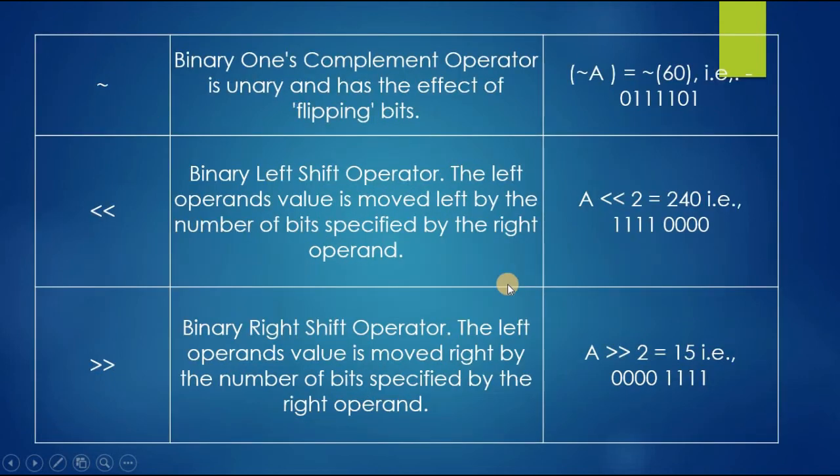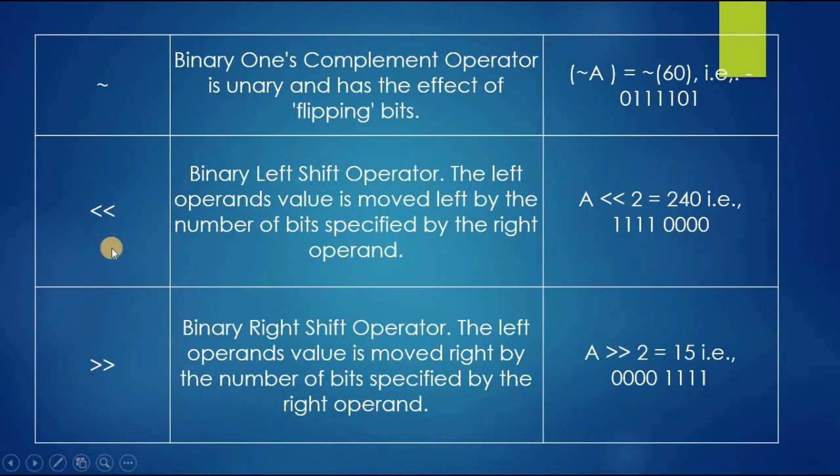Next one is the NOT operator. Binary ones complement operator is unary and has the effect of flipping bits. For the NOT operator we got the result as -61 here. For 60 in binary format we got the result here, 1 1 0 0 0 0 1 1.